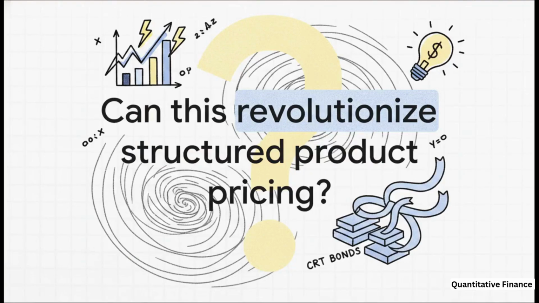Which leaves us with this final, rather exciting thought to ponder. If this exact, lightning-fast hybrid approach can so thoroughly solve the multi-trillion-dollar credit index tranche problem where everything else fails, what happens when we apply this engine to the broader universe of structured finance? I mean, how might this completely revolutionize the pricing of collateralized debt obligations or credit risk transfer bonds? The mathematical door has just been kicked wide open.